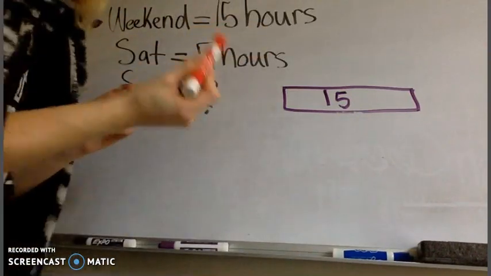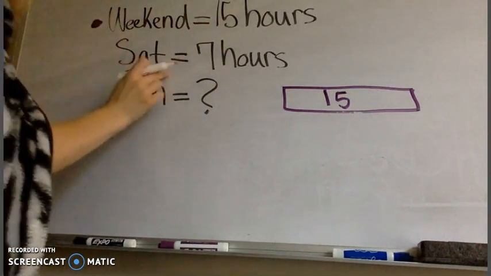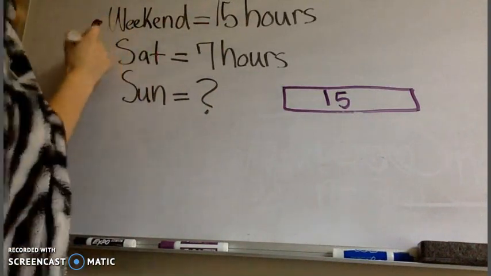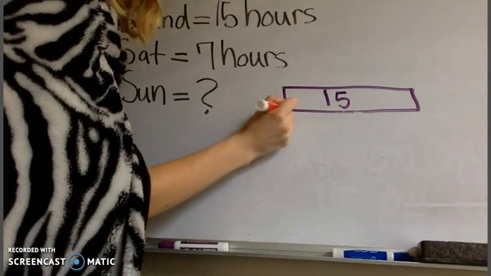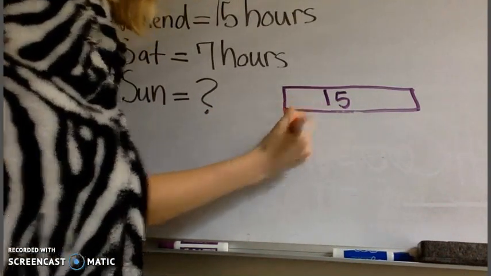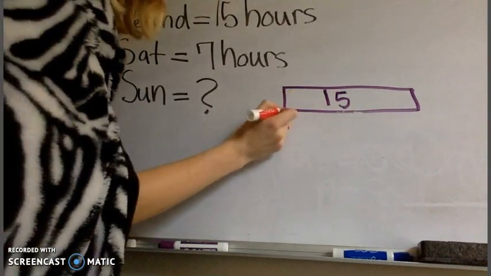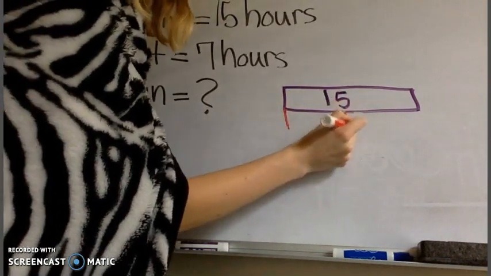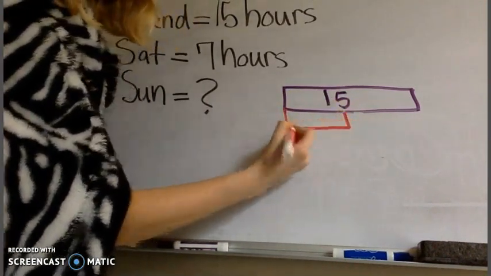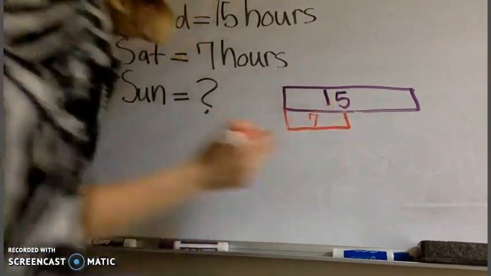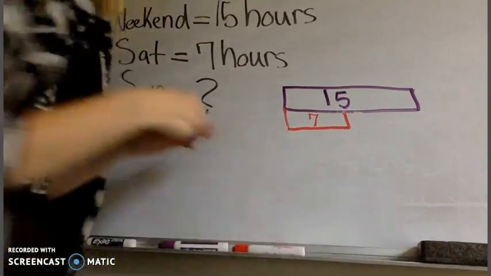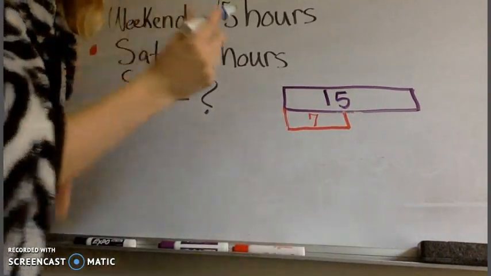Next, I'm going to use my red marker and designate that to show Saturday's amount of hours. So if on Saturday I played 7 hours, we know that 7 hours is part of the total of 15 hours that I played. So I'm just going to draw another pretty red rectangle and label that 7. The next rectangle color I'm going to use is blue.